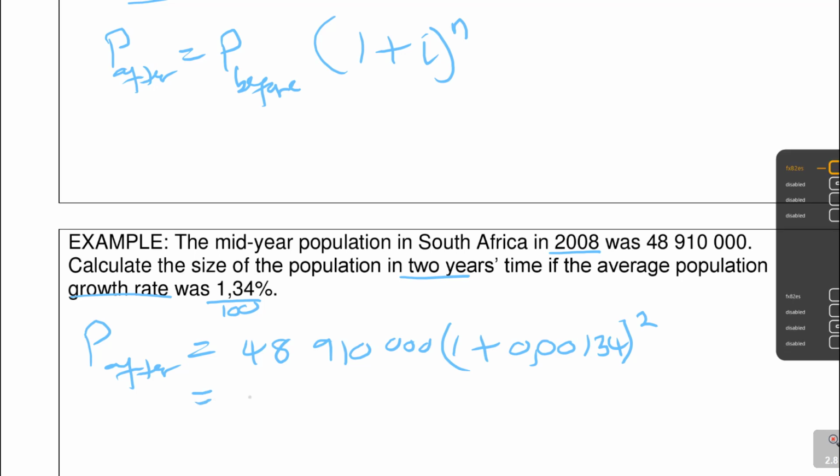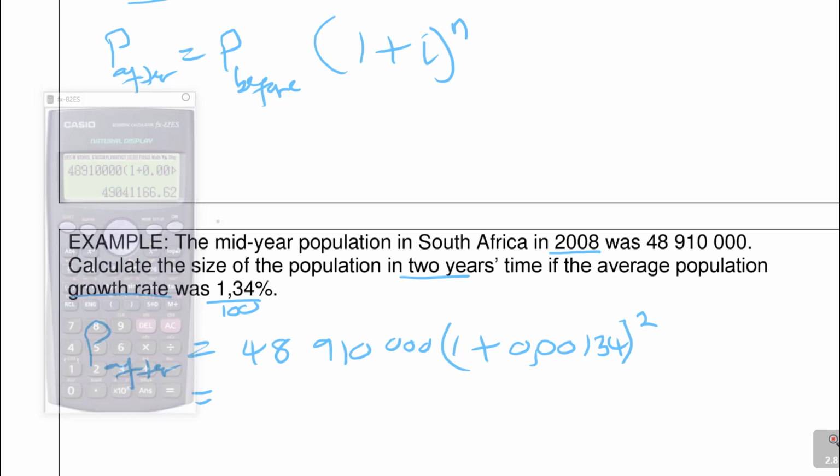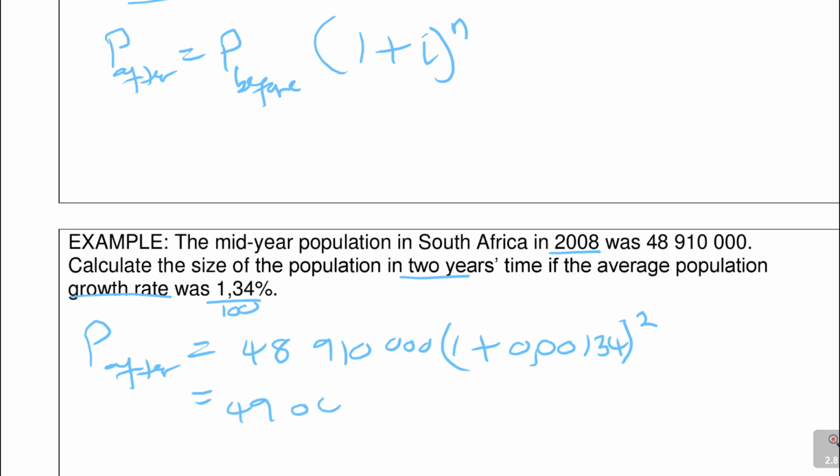See that? And it can give us now the population: 48,910, 1, 2, 3, bracket 1 plus 0,00134, to the power 2, equal to 49,490 million. What is this one? It was 49,041,166. 49 million, you can write that. I forgot that number, but you round off to the nearest number, because you can't get 5 people. You round it off to the nearest.